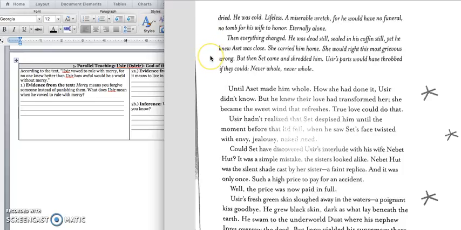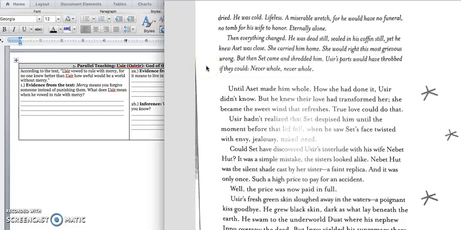Let's keep reading. Then everything changed. He was dead still, sealed in his coffin. Still yet, he knew Aset was close. She carried him home. She would right his most grievous wrong. And then Set came and shredded him. Usir's parts would have throbbed if they could. Never whole, never whole. And then Usir remembers that Set came and ripped him to pieces.